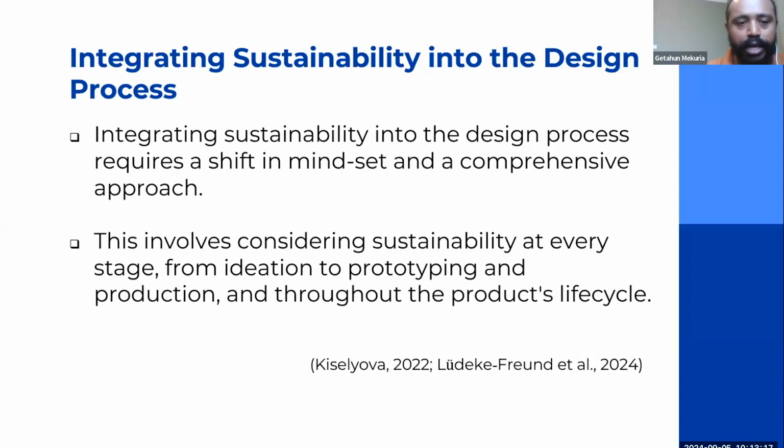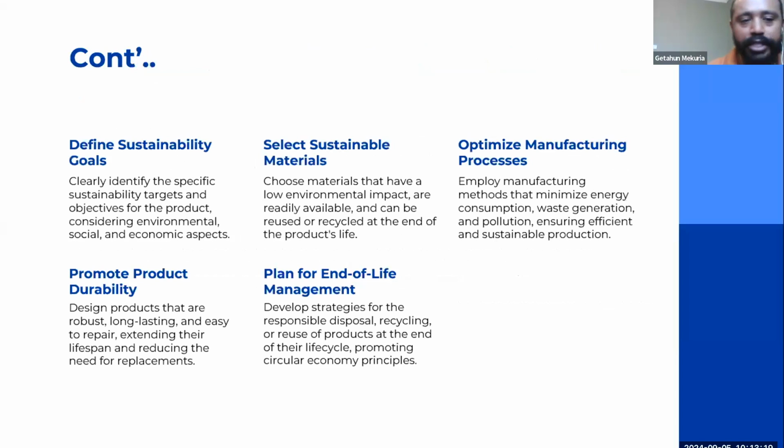When we look into these stages, the first will be defining the sustainability goals. Clearly identify the specific sustainability targets and objectives for the product that we are going to produce. So we have to consider the environmental, social, and economic aspects of this product, in order to concretize these principles or goals of sustainability.